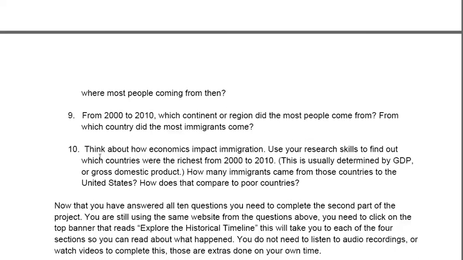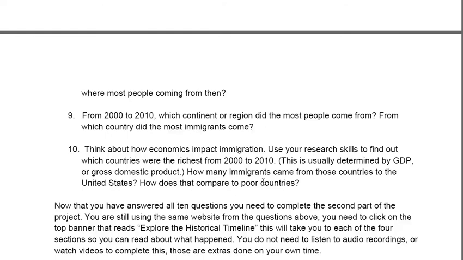Number 10, think about how economics impacted immigration. Use your research skills to find out which countries were the richest from 2000 to 2010. This is usually determined by GDP or gross domestic product. How many immigrants came from these countries to the United States? How does that compare to poor countries?